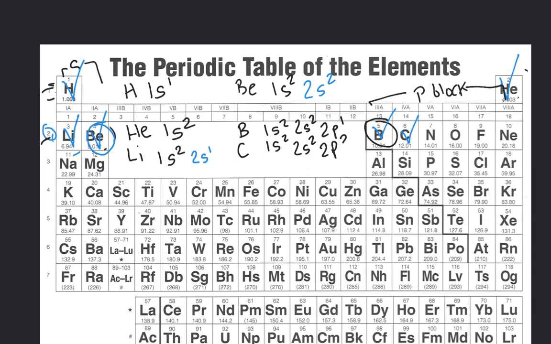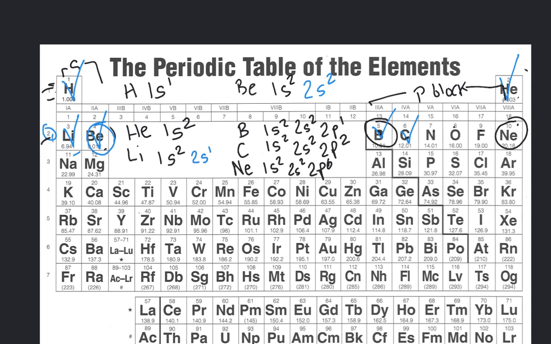So carbon's going to be 1 electron larger there. And then if we go over here to neon, neon will be 1s2, 2s2, 2p. How many over are we? 2p1, 2p2, 2p3, 2p4, 2p5, 2p6 is neon.